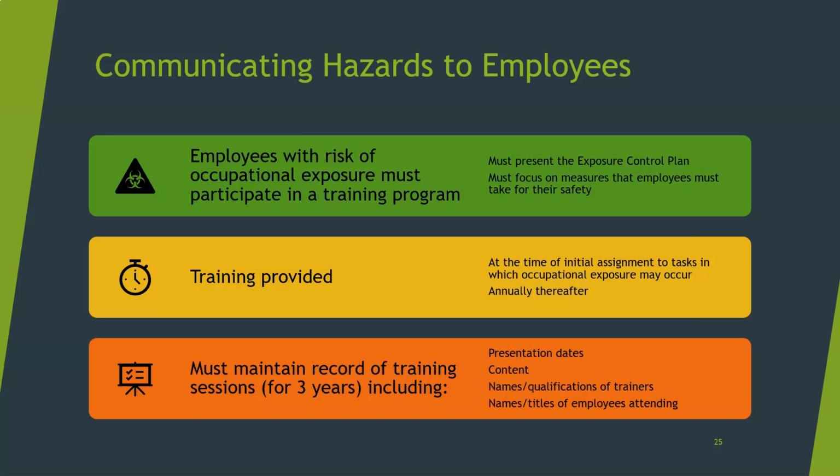Within that exposure control plan, as we said, it must be communicated to the employees. With that, anybody that has the potential for occupational exposure must participate in a training program. That training has to be provided at the initial assignment to a task which might have occupational exposures as part of those duties, and then annually after that. And you must maintain records for at least 3 years of those trainings.